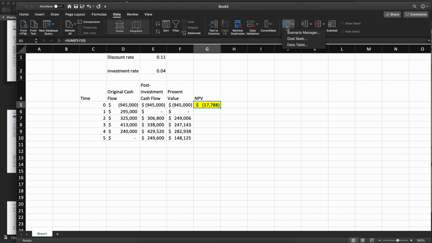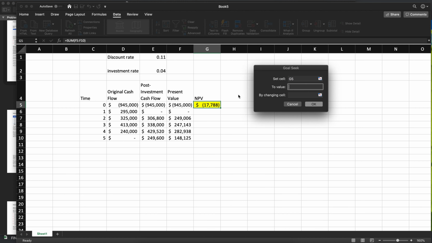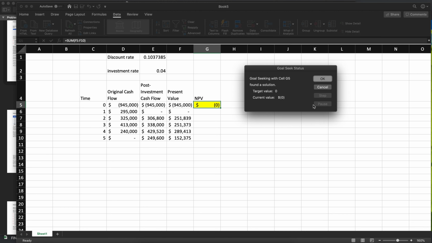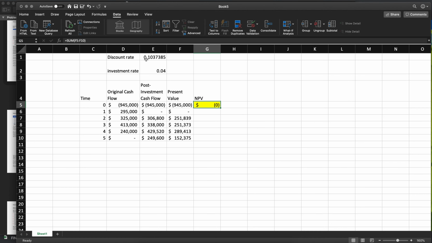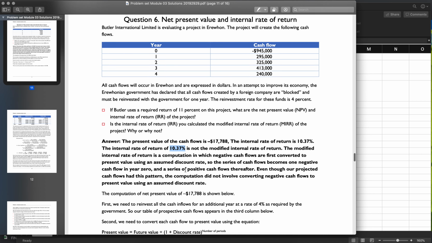Okay, the internal rate of return, we're going to use goal-seek. So data, what-if analysis, goal-seek. We're going to set the NPV equal to 0. The NPV is in G5 by changing the discount rate. Hit OK. And the rate is 10.37%.